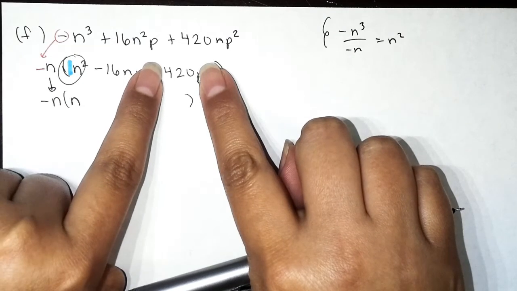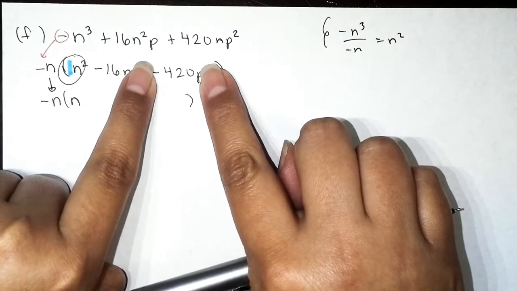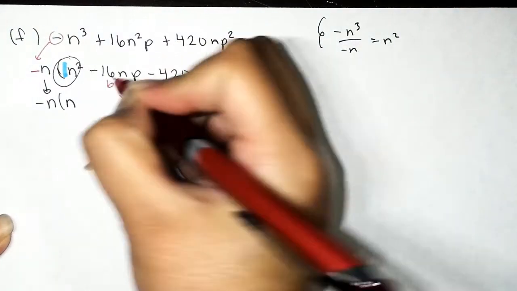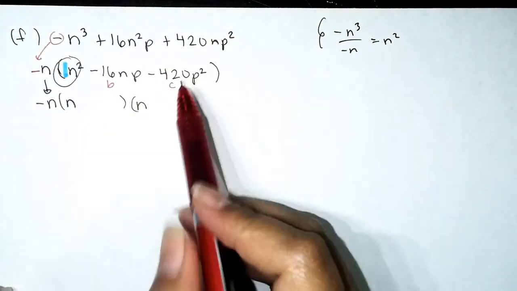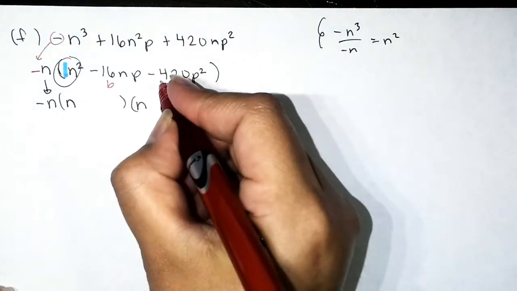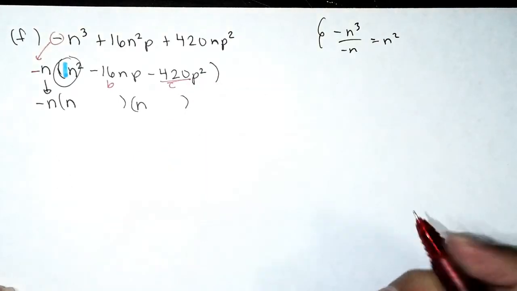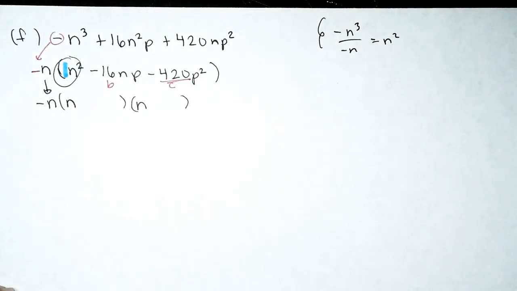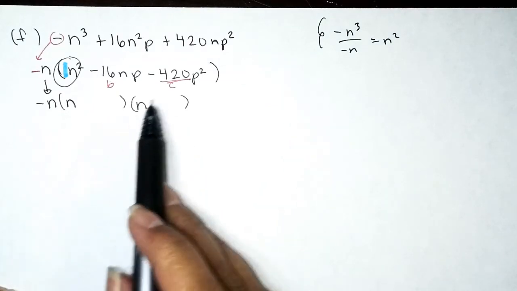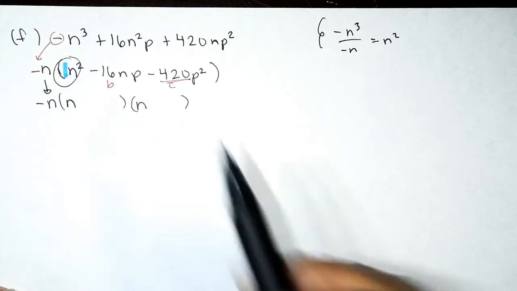To begin to complete the binomial factors, we want factors of c that add up to b. Depending on your book, it will say that c is 420p squared, but I don't really like that because that's going to bring us into a lot of problems when we do other stuff. So for me, a, b, and c are numbers. So we want factors of c that add up to b. We want factors of negative 420 that add up to negative 16.